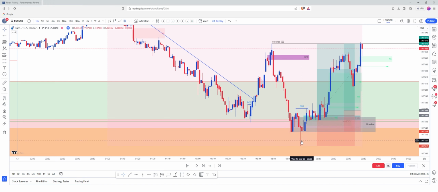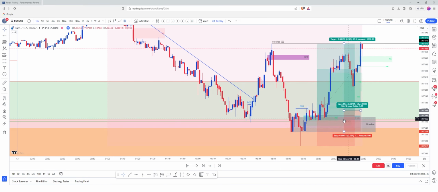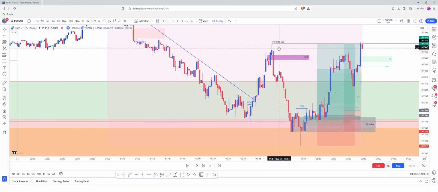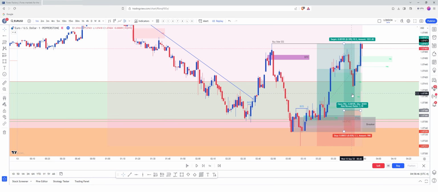The telltale sign was this rejection candle into the order block. That's really what gave me the confidence to start looking for this trade, and then seeing how this fair value gap was holding. You could get in at any point at this time. We'd had a break of structure. This fair value gap was holding really strongly, and then we had clear buy side above us for a nice target. So that is the trade on EURUSD.